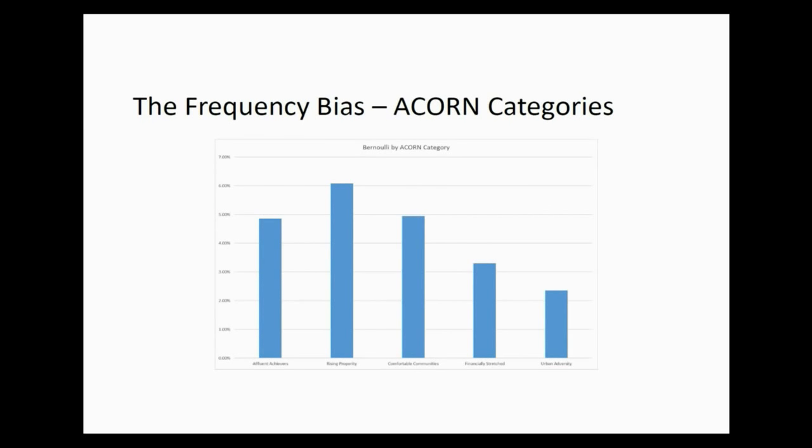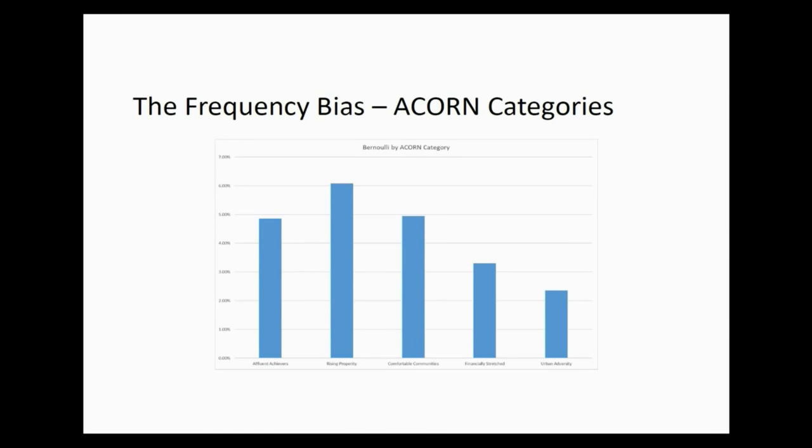We look at Acorn categories. For those of you who aren't familiar with Acorn categories, this is a socio-economic categorization, which is made down to the postcode. We've just got the groups here, where we've actually looked at it in much more detail than that, but here are the basic categories. So we've got affluent achievers, rising prosperity, comfortable communities, financially stretched, and urban adversity.